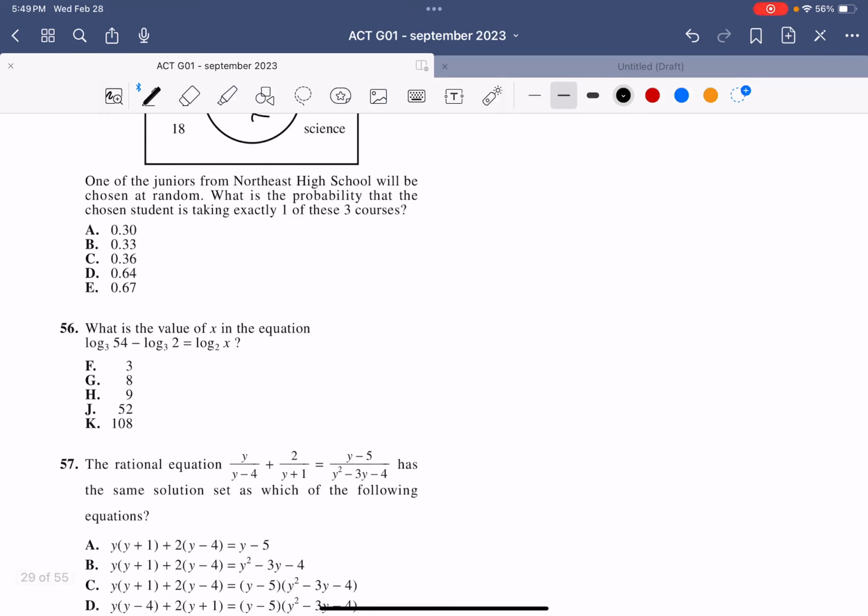Number 56, what is the value of x in the equation log base 3 of 54 minus log base 3 of 2 equals log base 2 of x? So as a quick refresher on how to do logs, here's a little mnemonic you could remember.